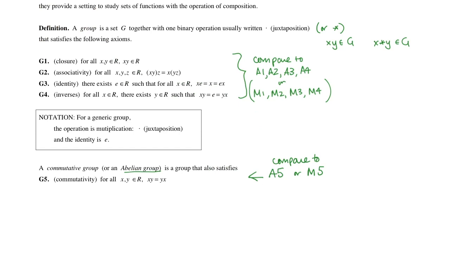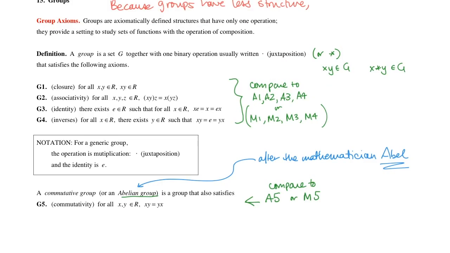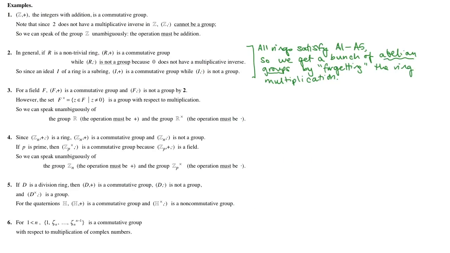A couple notes here. We tend to call the operation's identity the letter E in a general group. And if our group is commutative, meaning it satisfies G5, we're going to call it an Abelian group for the mathematician Abel. Now, because groups have less structure, they can be really, really weird. Okay, time for some examples.